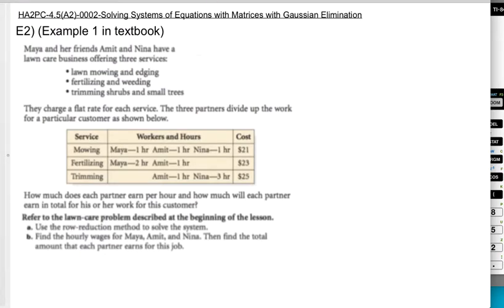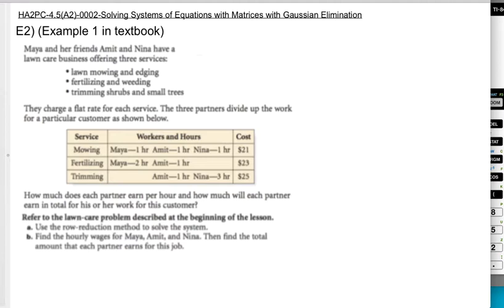So the book actually starts with a word problem. I didn't start with the word problem because I think that's a lot. Maya and her friends Amit and Nina have a lawn care business offering 3 services: lawn mowing and edging, fertilizing and weeding, and trimming shrubs and small trees. They charge a flat rate for each service. The 3 partners divide up the work for a particular customer as shown below. So you can see the mowing, the fertilizing, the trimming. How much does each partner earn per hour, and how much will each partner earn in total for his or her work for this customer, right?